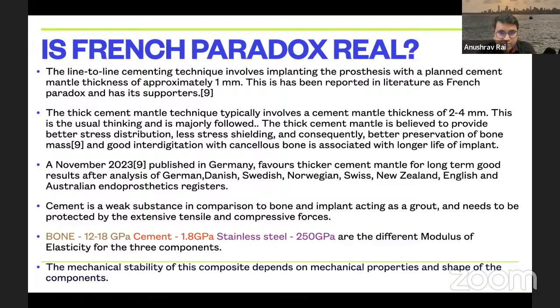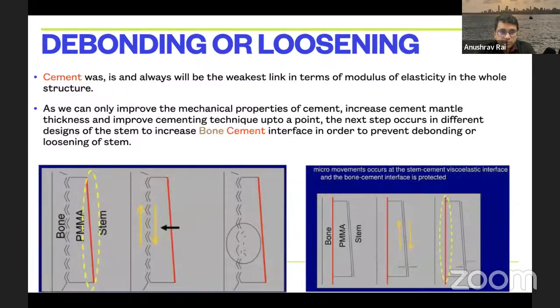There are three different moduli of elasticity for the whole cemented component. Bone has 12 to 18 gigapascals of modulus of elasticity. Cement is the weakest one, and stainless steel is the implant. So in this slide, the picture shows the main division between the type 1 and type 2 implant.